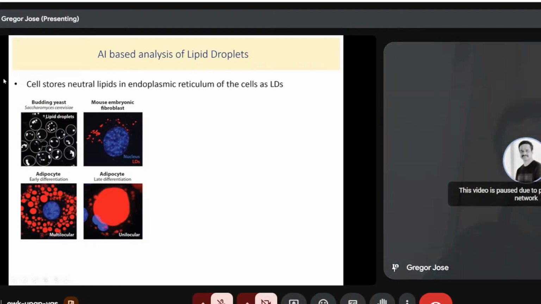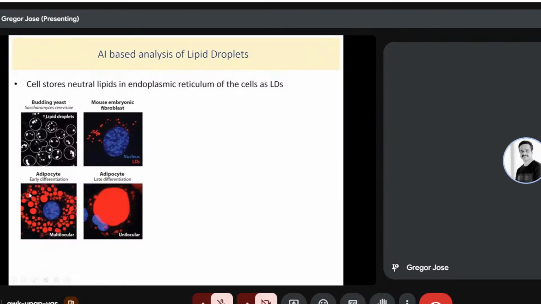So if you look here, there can be different kinds of lipid droplets. For example, in budding yeast, lipid droplets are like this, small rounds. If you go to another cell called mouse embryonic fibroblast, you see lipid droplets are much smaller, but they are very connected with each other like bundles. This is the nucleus. And adipocytes are the major cells which store lipid.